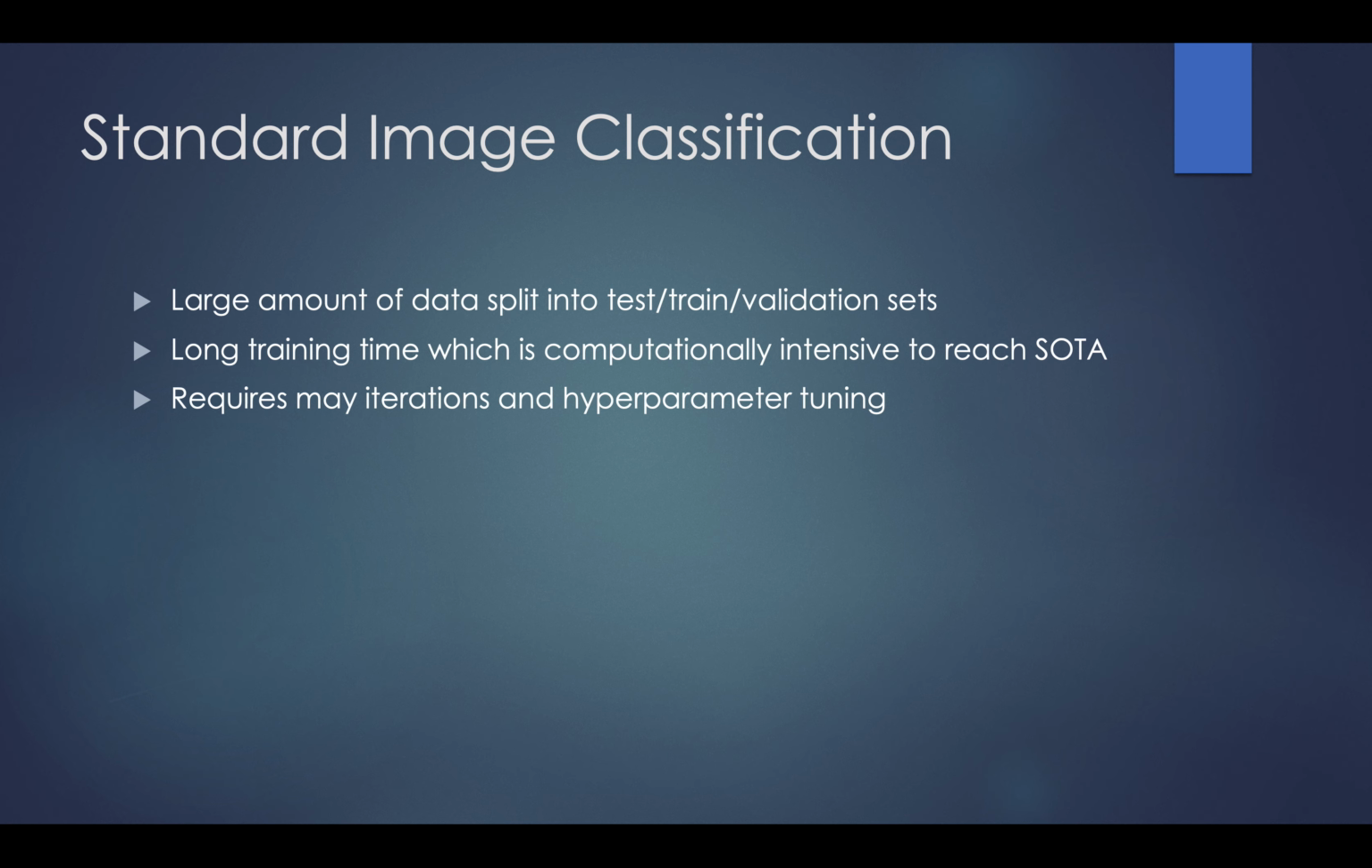So some basic information about standard image classification is that you need a large amount of data and a large amount of data in those splits to really get a good performing model. And that model is oftentimes going to take a long time and be very computationally intensive to reach state-of-the-art levels. It's also very likely to require many iterations and hyperparameter tuning to get some decent performance, like ours took.